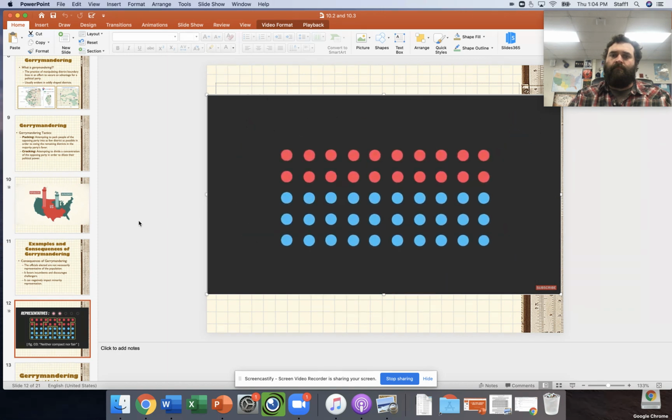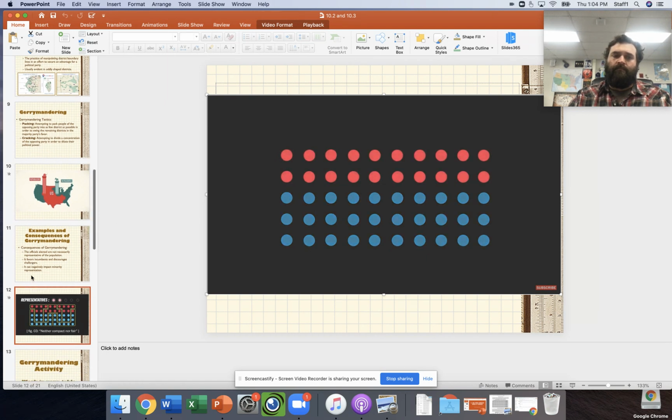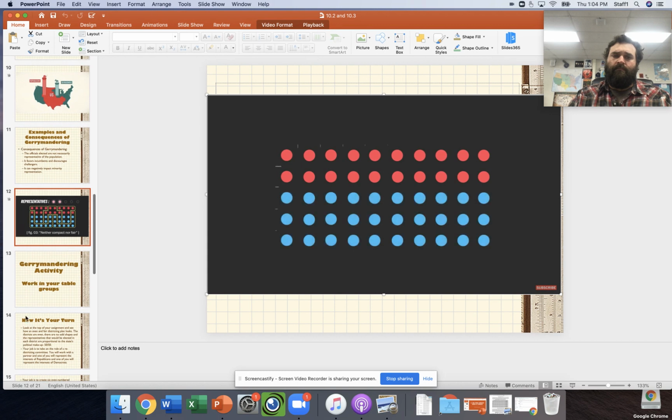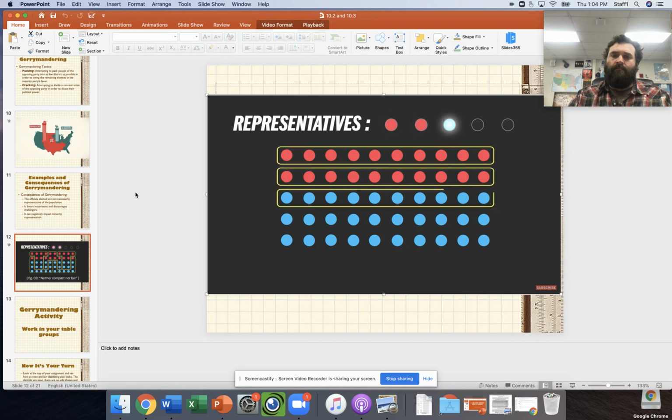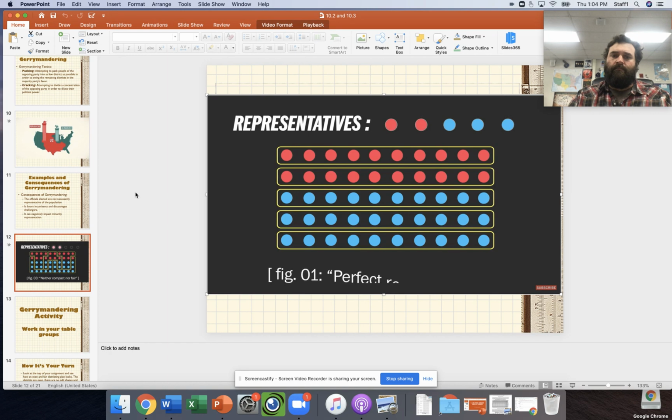Suppose we have a very tiny state of 50 people. 30 of them belong to the blue party and 20 belong to the red party. And just our luck, they all live in a nice even grid with blues on one side of the state and reds on the other. Now, let's say we need to divide the state into 5 districts. Each district will send one representative to the House to represent the people. Fortunately, because our citizens live in a neatly ordered grid, it's easy to draw 5 lengthy districts, 2 for the reds and 3 for the blues. Voila! Perfectly proportional representation, just as the founders intended.